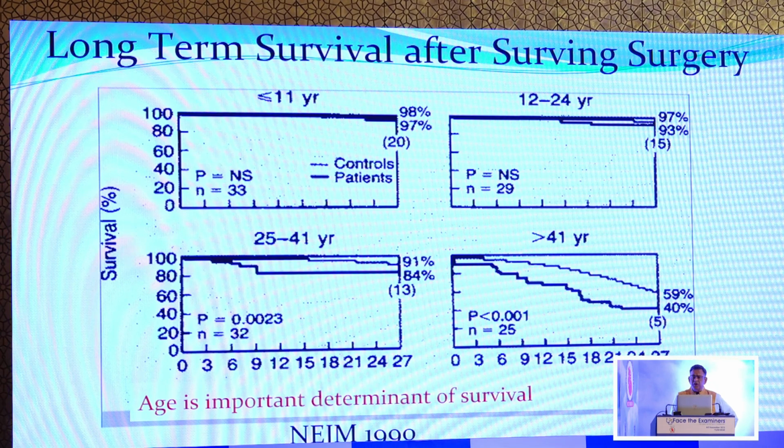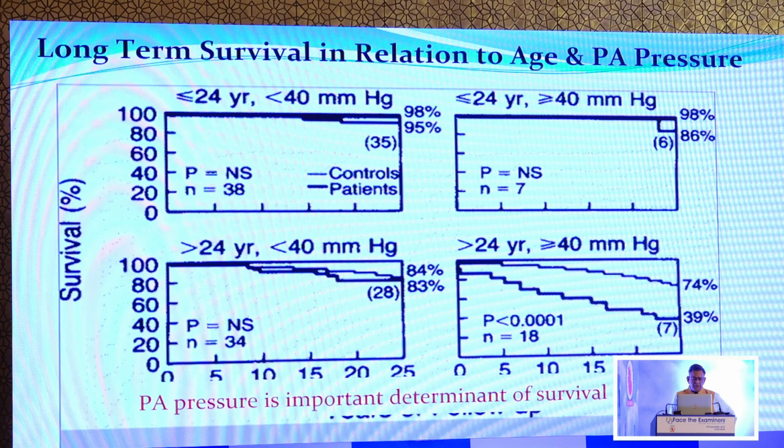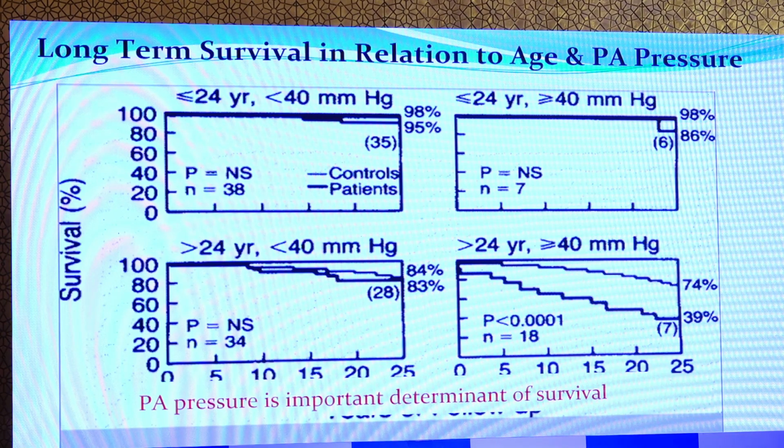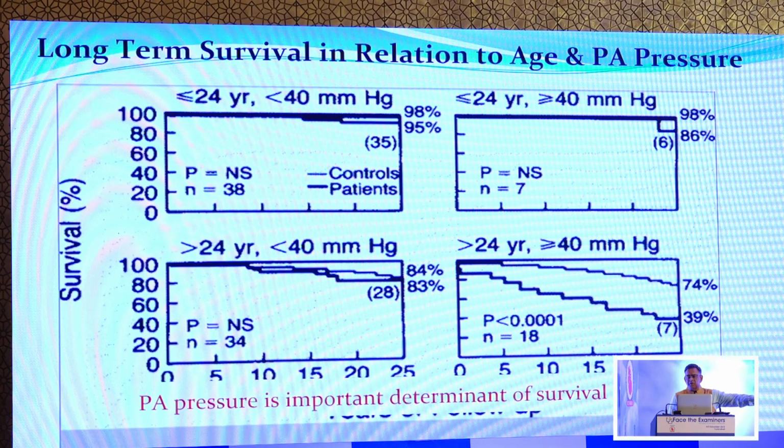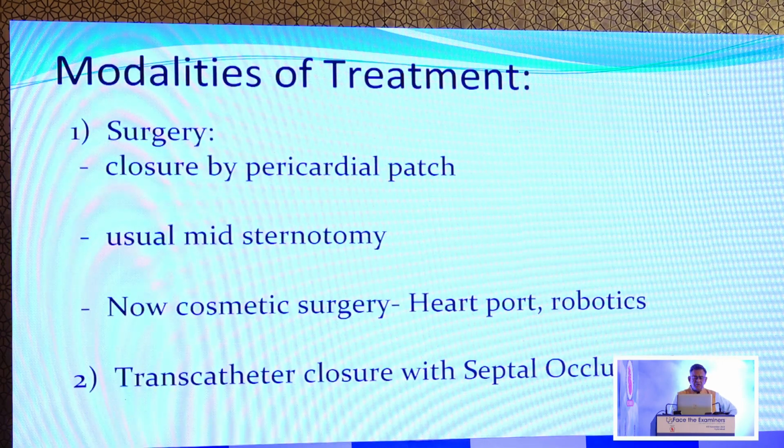So if you have to intervene, you intervene earlier than 25. Basically, what I want to say here is that pulmonary arterial pressure is another indicator. If the pulmonary arterial pressure is more than 40 millimeters, probably he will fare poorly. Operate him earlier, definitely before the age of 20 years. Modality of treatment: closure by pericardial patch using sternotomy, and septal occluders are also there.